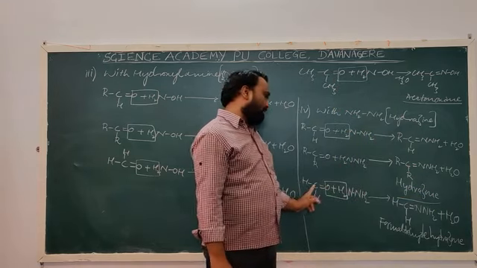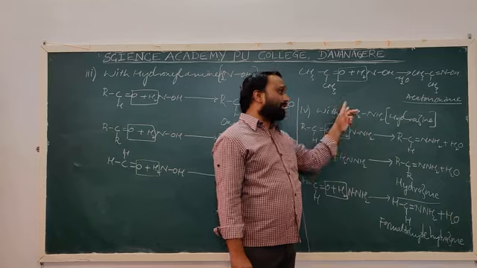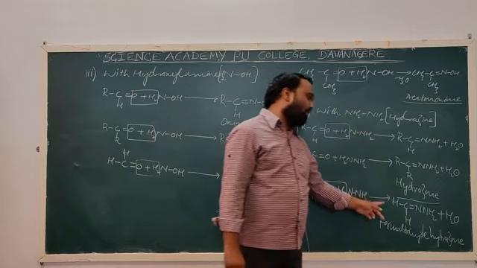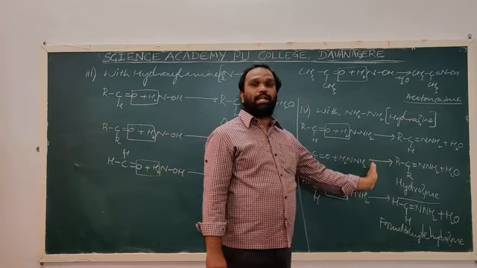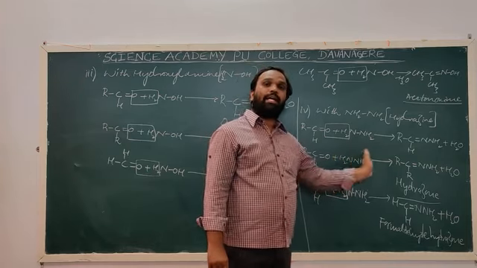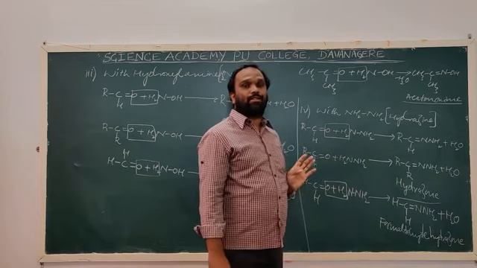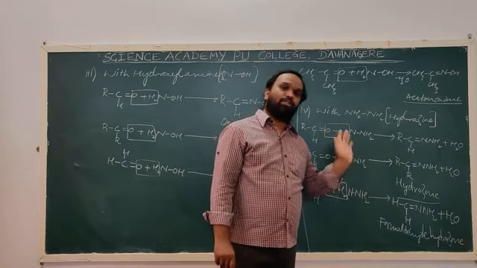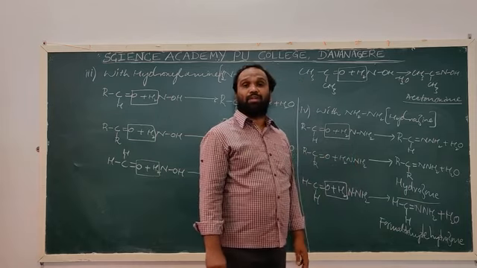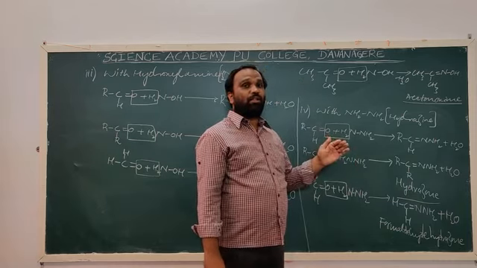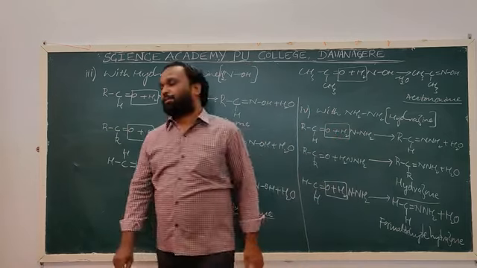For example, formaldehyde undergoes a condensation reaction with hydrazine, gives formaldehyde hydrazone. Similarly, acetaldehyde gives acetaldehyde hydrazone, benzaldehyde gives benzaldehyde hydrazone, acetone gives acetone hydrazone, acetophenone gives acetophenone hydrazone. For all those examples, you have to write the equations.